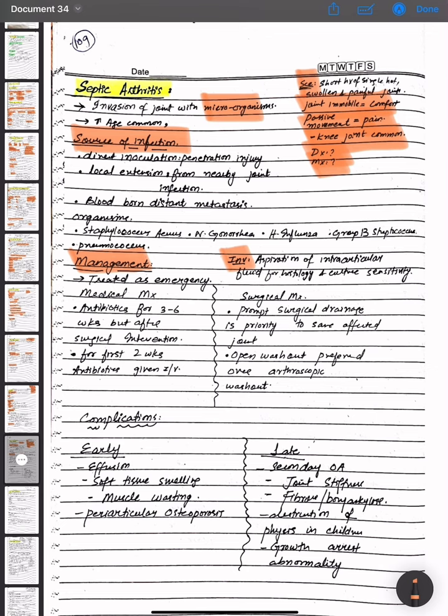For management, it is first treated as an emergency, and medical management and surgical management are provided. Medically, antibiotics for 3 to 6 weeks, but after surgical intervention, for the first 2 weeks antibiotics are given intravenously. In surgical management, prompt surgical drainage is the priority for the affected joint, open washout preferred, or arthroscopic washout.